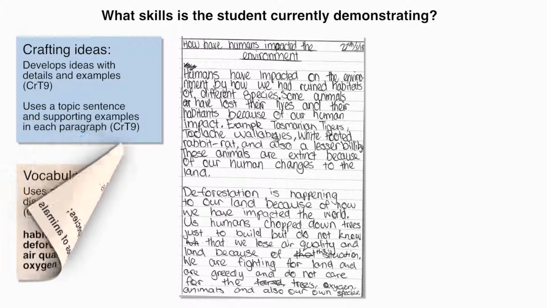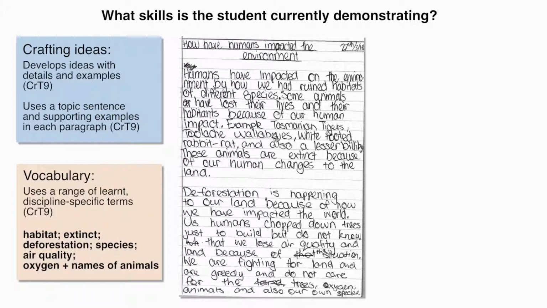In terms of vocabulary, the student uses some learnt discipline-specific terms from geography as described in Creating Text Level 9, such as habitat, extinct, deforestation, species, air quality, and oxygen, as well as specific names of animals.